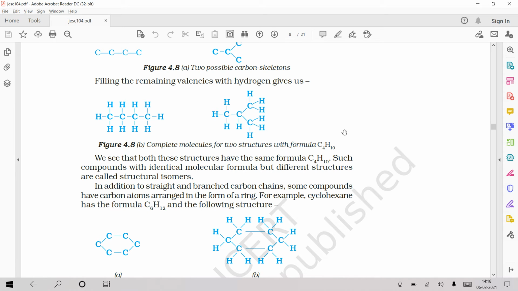Later, in higher classes, you will learn that these are called structural isomers. Structural isomers. Isomers are the compounds which have the same molecular formula but different structures. Since the structure is different, their properties will be different. So that's why they are called structural isomers. It was written also here. You can see this is called structural isomers.